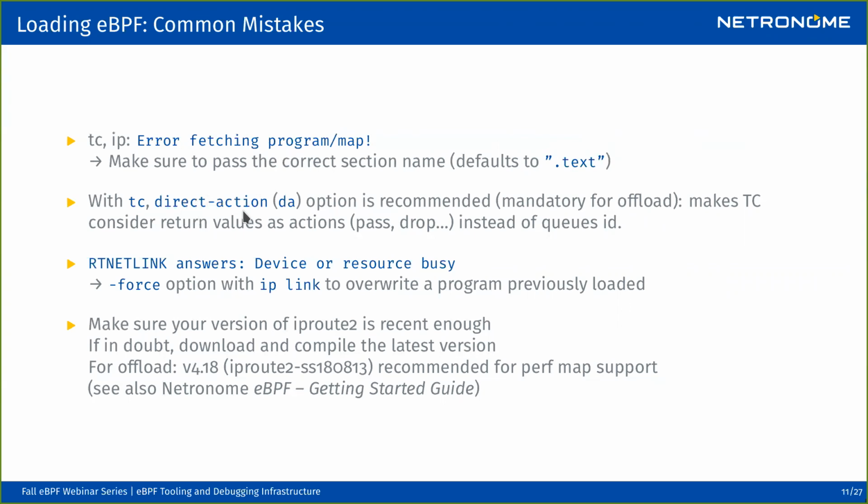So I spoke about the direct action option, which is recommended because this is most often what you want to do. This option tells tc to consider return values as actions, for example, to directly pass or drop packets from your BPF programs instead of just taking the return value from the program as an ID for the queue to which you would like to push the packet. That would be a different usage. And in particular, this option is mandatory for offloading programs with tc.